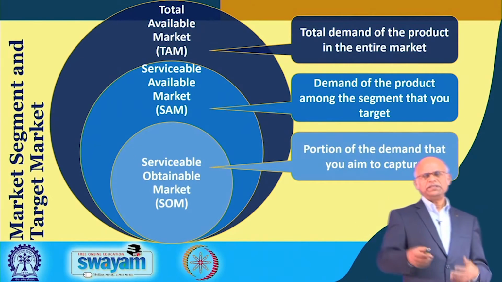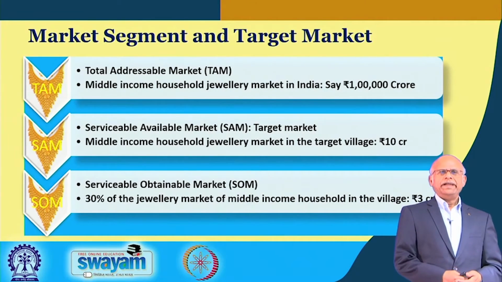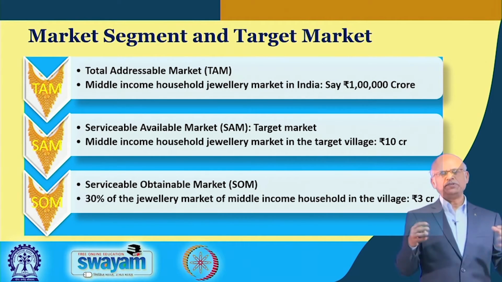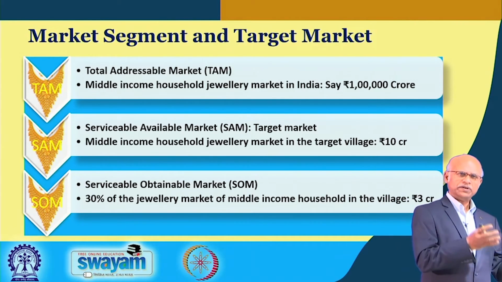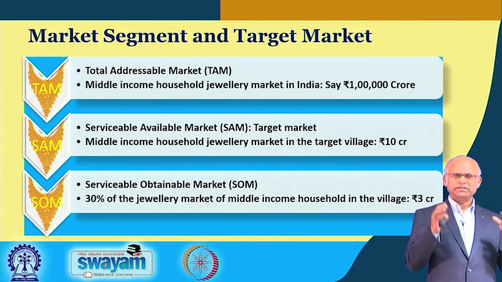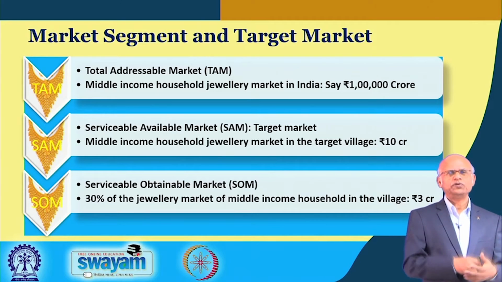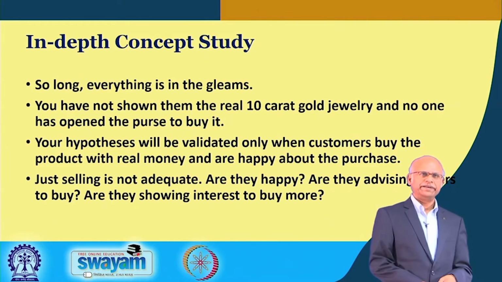So, if you do not remember, this is how the TAM, SAM and SOM look. And now, let us put some data on that. Suppose the entire country has a market of 1 lakh crore rupees, and the serviceable available market, which is the target market, is about 10 crore. Now, suppose you want to capture 30% of the geographical area where your segment is lying, meaning the segment in the geographical area that you would like to cater to, and you want to target 30% of that market. So, you are targeting about 3 crore rupees worth of market.